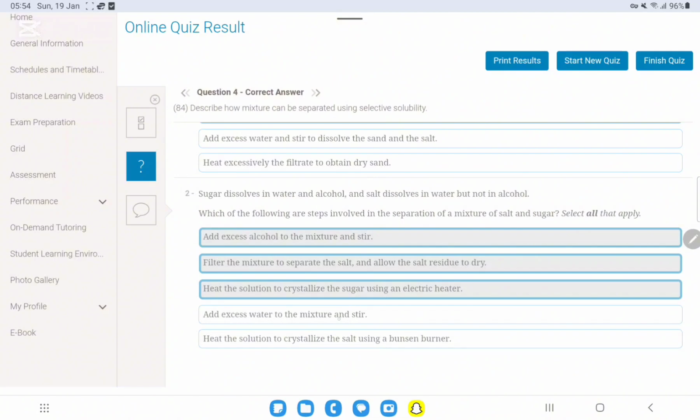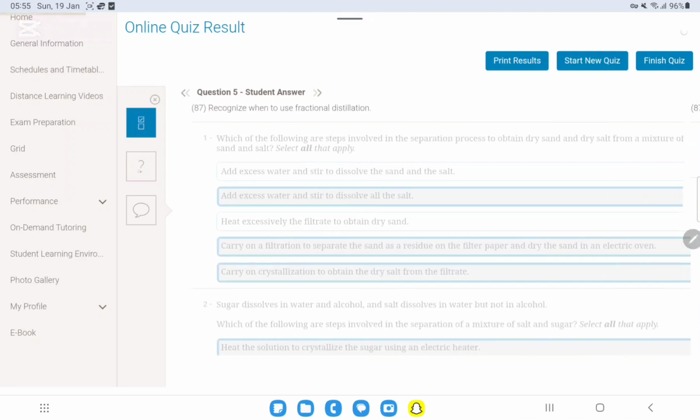If we add excess water, both the salt and sugar will dissolve. And heat the solution to crystallize the salt using a Bunsen burner, that's wrong. First of all, we won't crystallize the salt, we would crystallize the sugar that dissolves in alcohol. Salt would just be a residue from filtration.